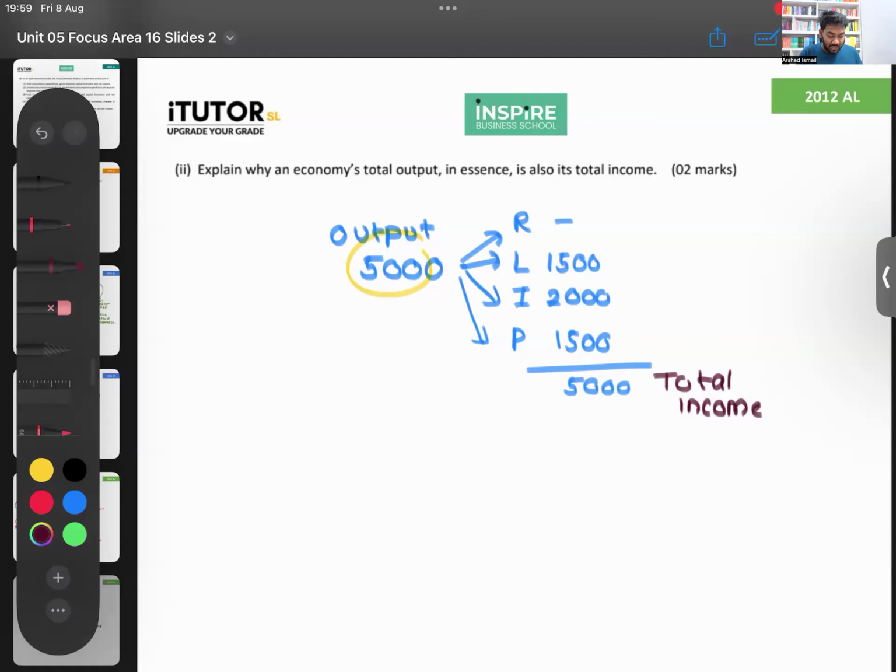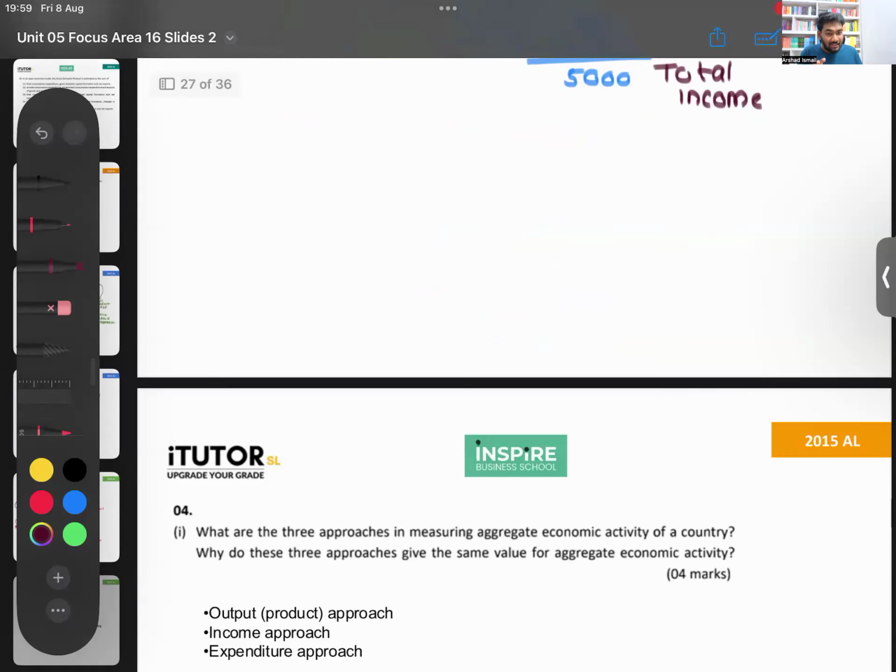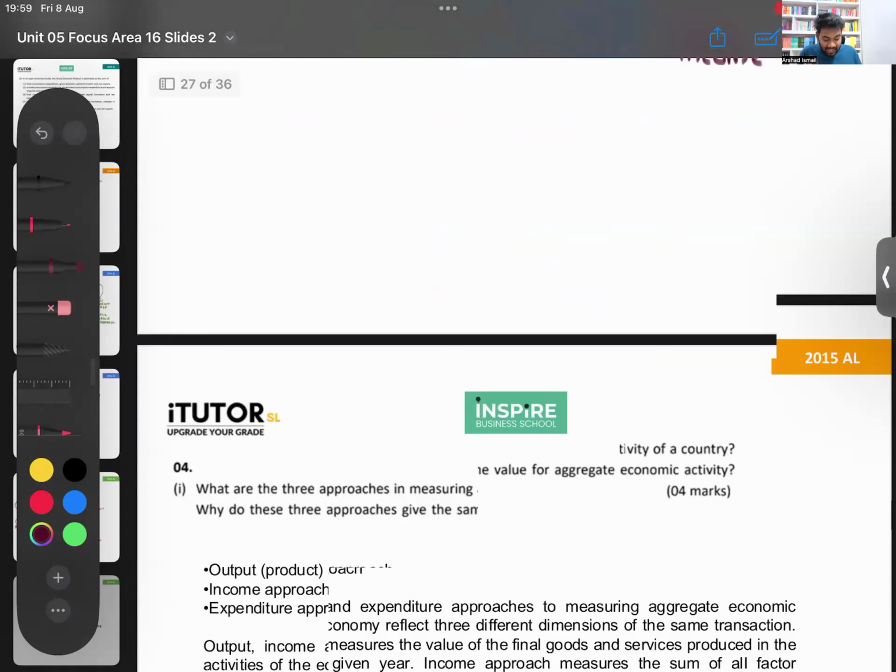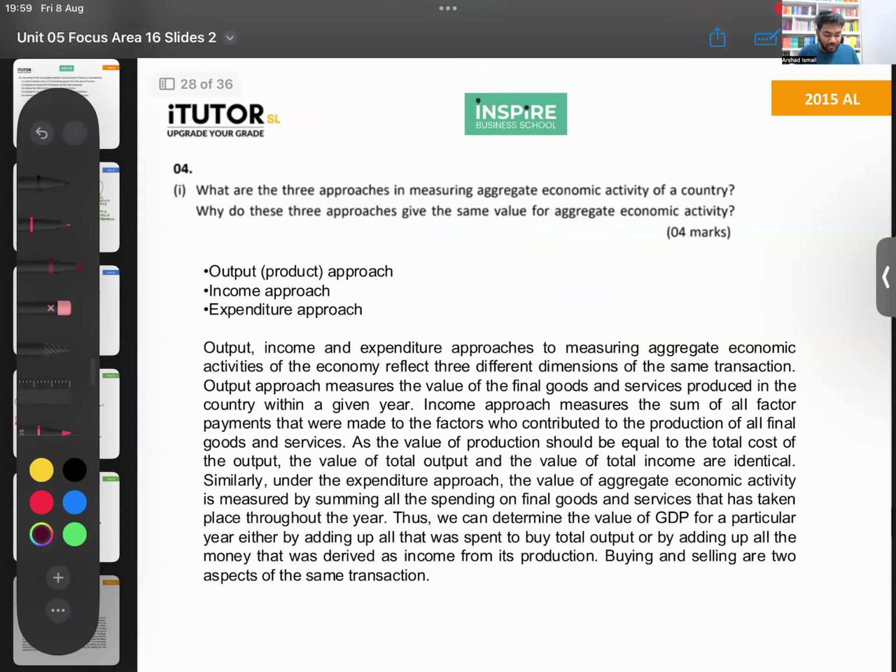Next one. 2015 A level, a similar type of question, but a little bit more advanced. They're asking you, what are the three approaches in measuring aggregate economic activity? That is easy. You have the output or product approach, income approach, and the expenditure approach. So you write those. Then they're asking you, why do these three approaches give the same value for aggregate economic activity? How come using the output, income, and expenditure approach, you get the same value?